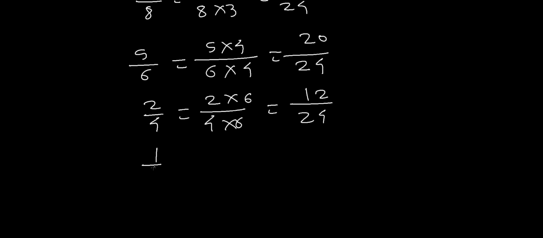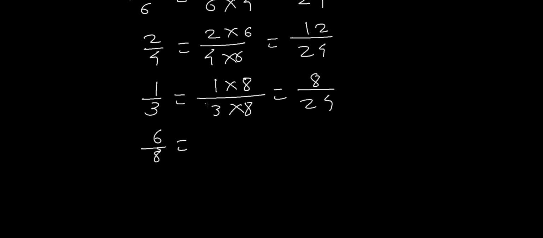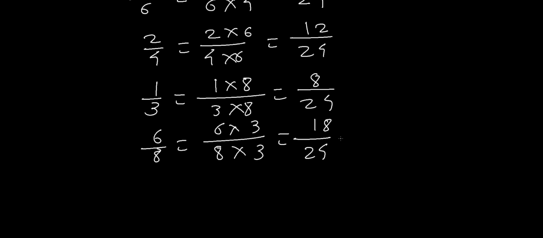Then 1 by 3. Here we will multiply by 8: 1 into 8, 3 into 8, 8 by 24. Then 6 by 8. We have to make the denominator 24, so multiplying 8 by 3 gives 24. So multiply 6 also by 3, and 8 by 3. So 18 by 24.